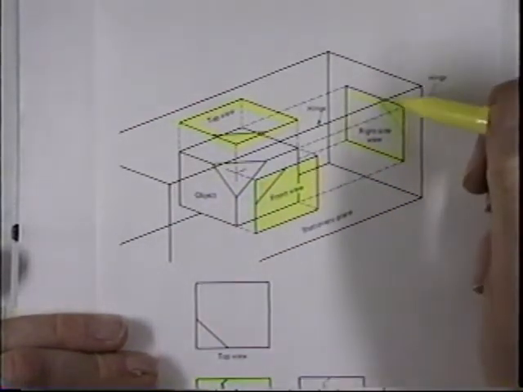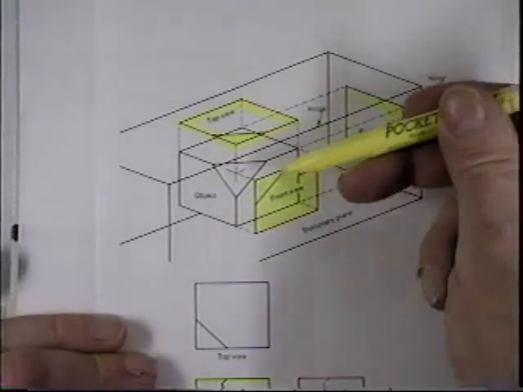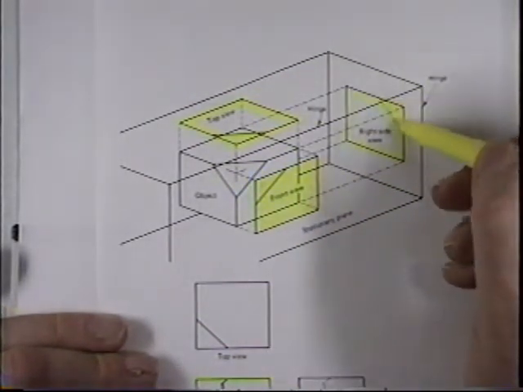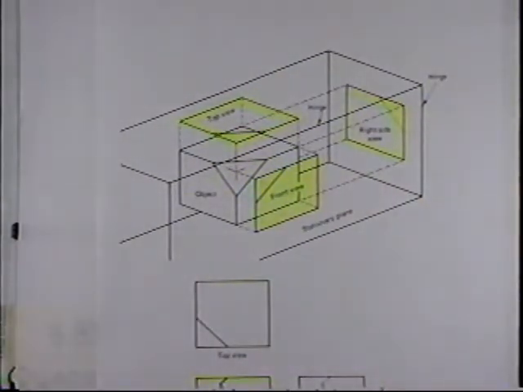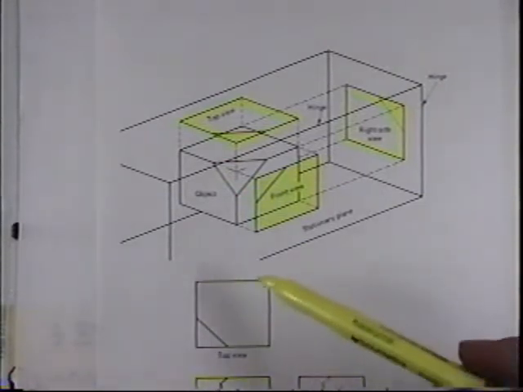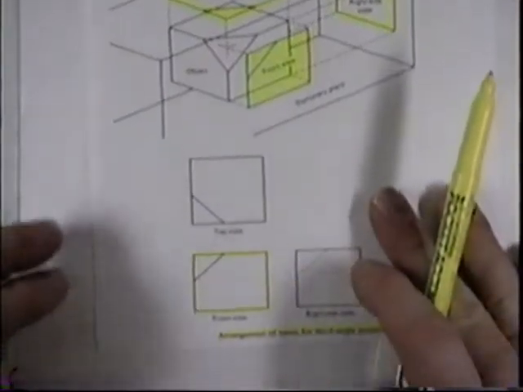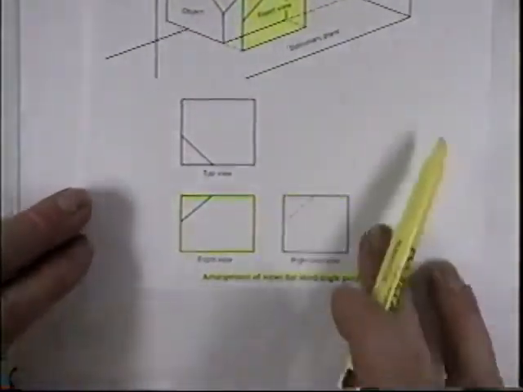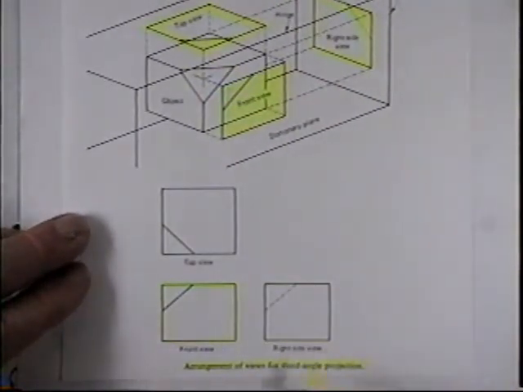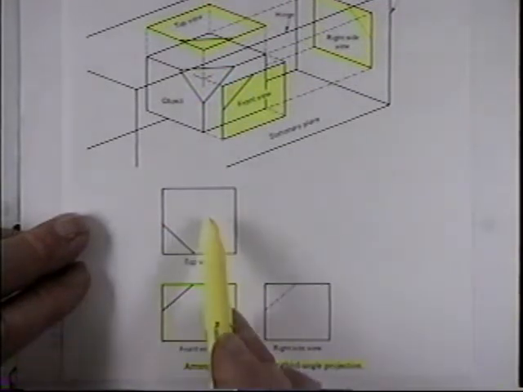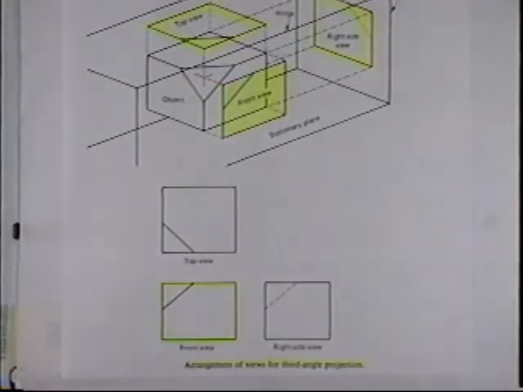We project it, and if you had X-ray vision, you'd have to look through the object, and therefore you get the hidden feature or the hidden line. This then gives us the 3 views. We get a 3-view arrangement where we have, in third angle projection, a front view, a right side, and a top view. So that's third angle projection.